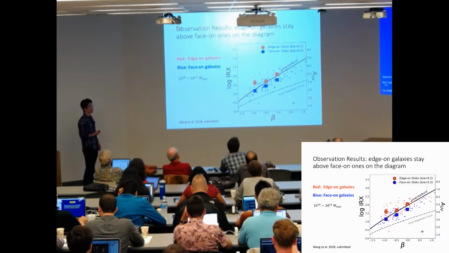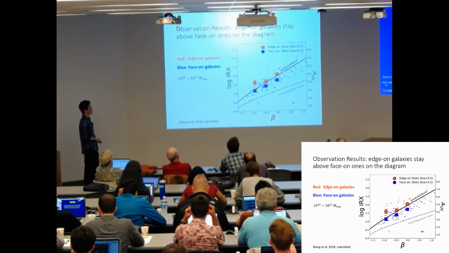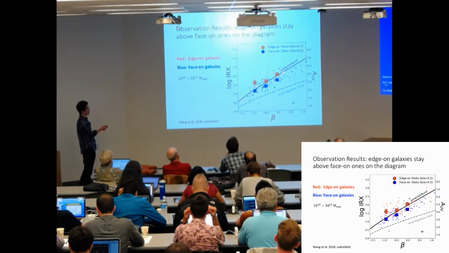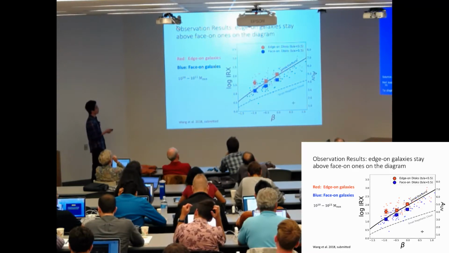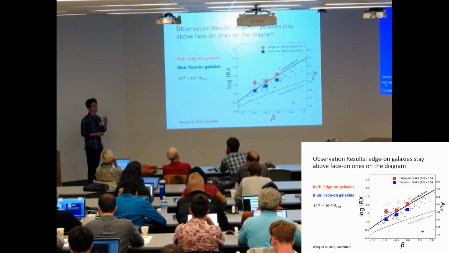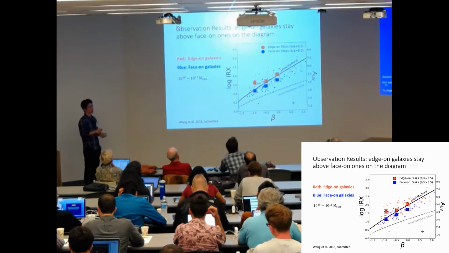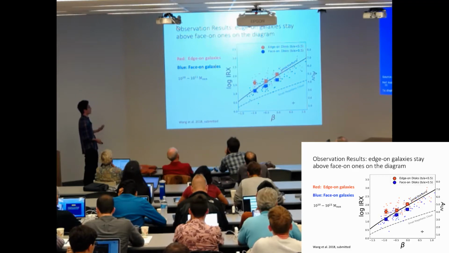Now I go to the observations. What do the real galaxies look like in the IRX-beta diagram? Individual points are individual galaxies, and the large dots are median trends. Here I find a very interesting trend that the edge-on galaxies stay above the face-on galaxies on this diagram. We would think that if you change your viewing angle of the same kind of galaxies, the stellar population shall not change, but the relative alignment between stars and dust can change along your line of sight.